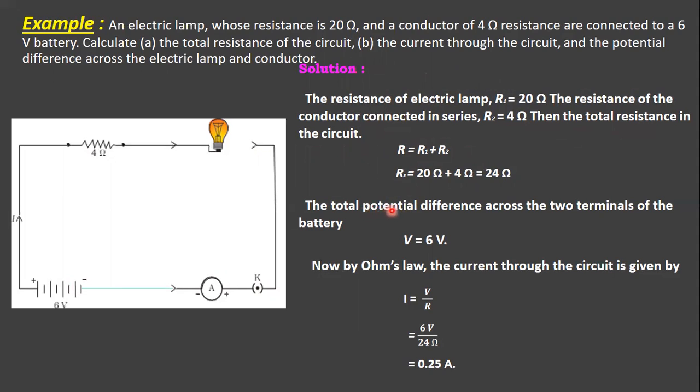And the total potential difference across the two terminals of the battery, V, equals 6 volt. Now applying Ohm's law, I equals V by R equals 6 volt by 24 ohm. You will get here current is 0.25 ampere.